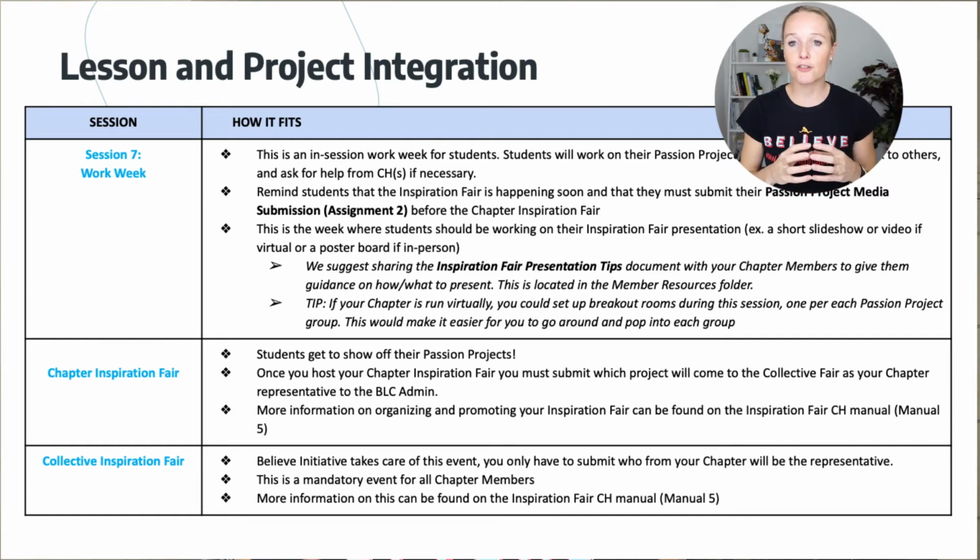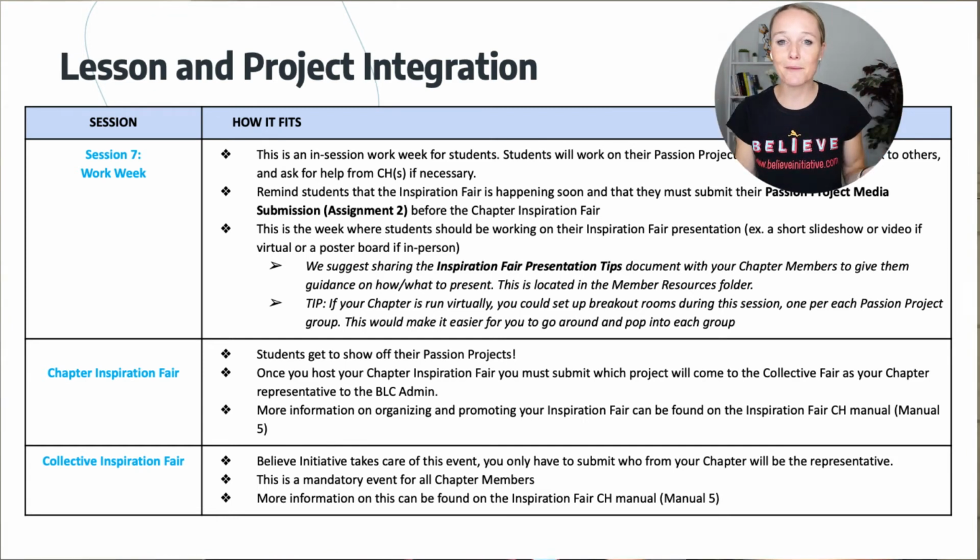Now at the chapter inspiration fair, you and your chapter will run this fair for your chapter members. You can invite teachers, principals, other students, friends, and family to come and witness your chapter inspiration fair and see all the hard work that your students have put in. Your chapter members will have also, at this point, completed their assignment number 2, which will be to submit a media submission of their passion project. We really encourage for that to be a video, and heading into that final chapter inspiration fair, you'll have an idea on where everyone's at and what their project was and what the outcomes were, so you can help showcase and really hype people up.